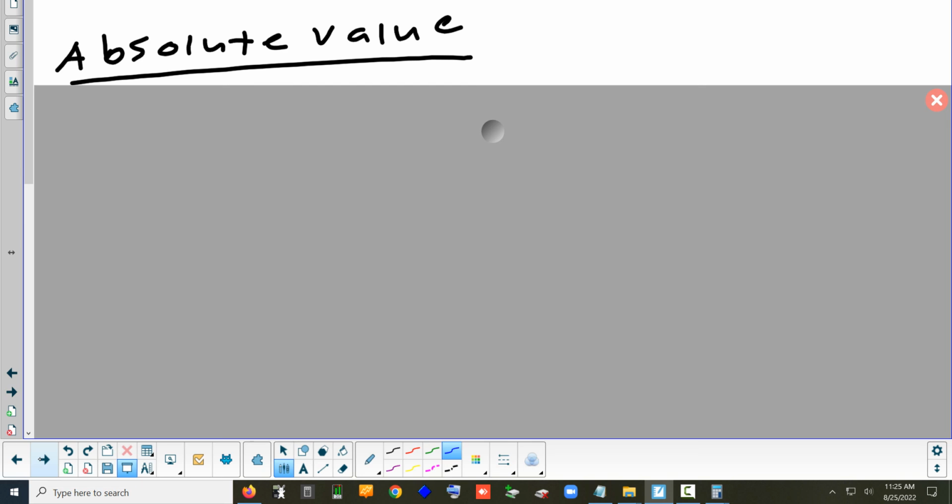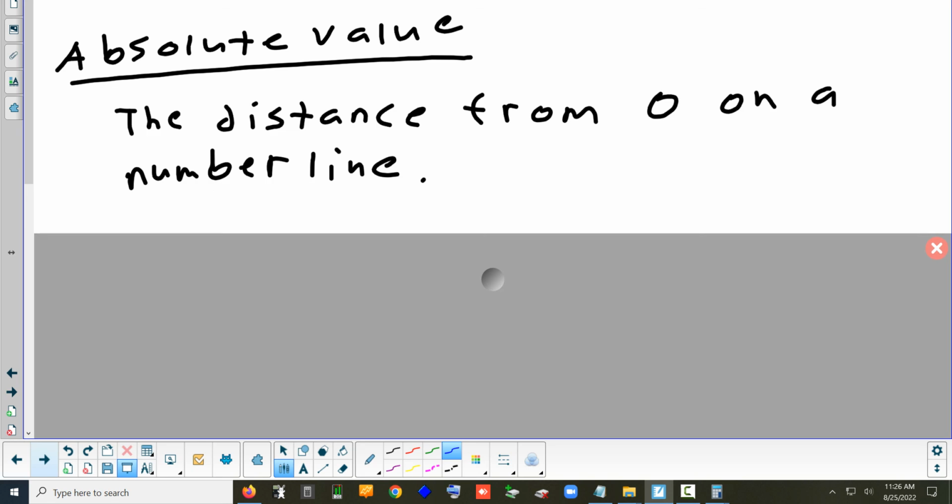Okay, absolute value. It's pretty simple. If you had to define absolute value, how would you define it? Yeah. How far away the number is from 0? Yeah, that's a very visual way of thinking about it. It's the distance from 0 on a number line.